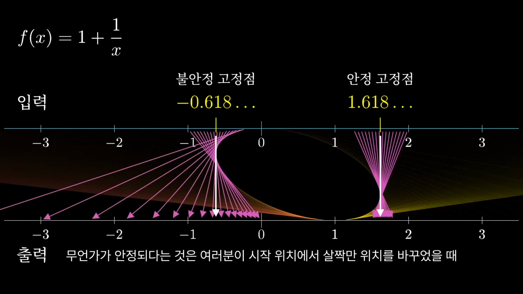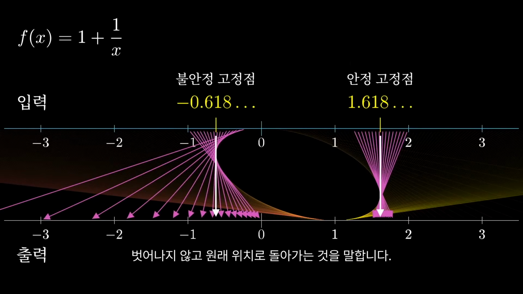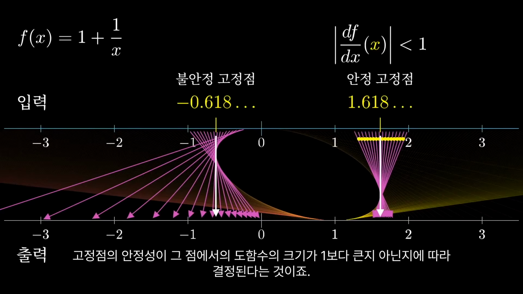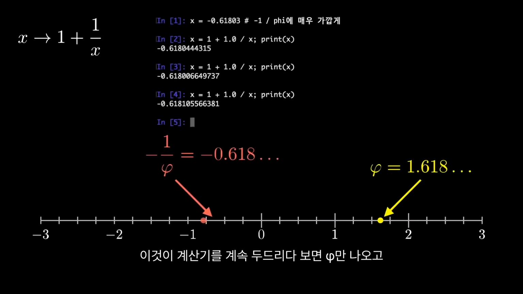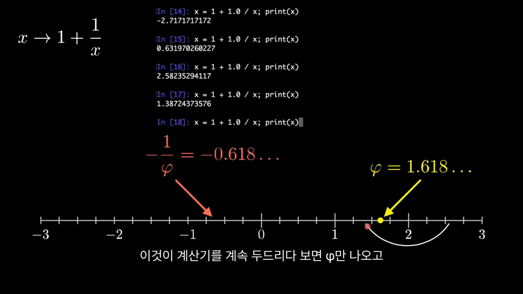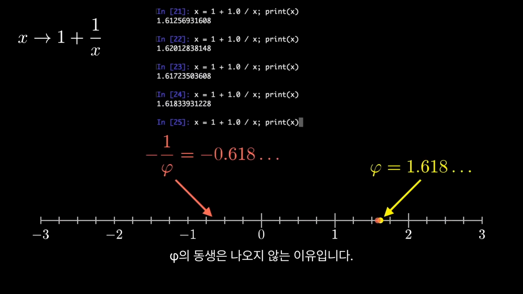Something is considered stable if when you perturb it just a little bit, it tends to come back towards where it started, rather than going away from it. So what we're seeing is a very useful little fact, that the stability of a fixed point is determined by whether or not the magnitude of its derivative is bigger or smaller than 1. And this explains why phi always shows up in the numerical play where you're just hitting enter on your calculator over and over, but phi's little brother never does.